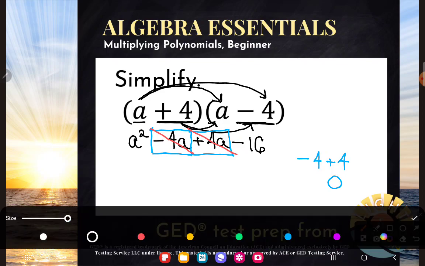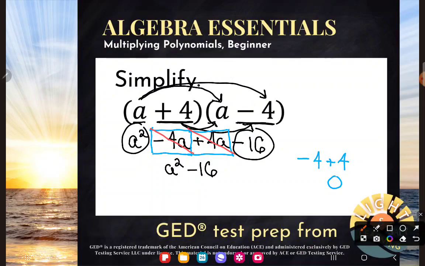And what do we have left? Well, we have the A squared and the -16. And now this is as simple as I can get. I can't combine these terms. This is an A squared term, and this is a constant term, a plain old number term. And we know that we can only combine like terms. And so I am done. Final answer is A squared -16.